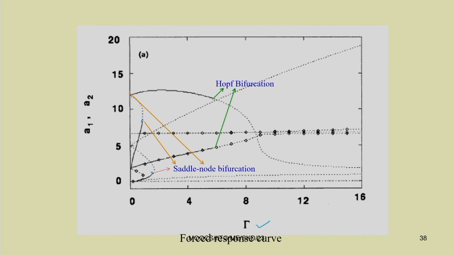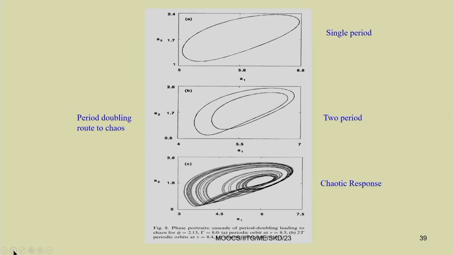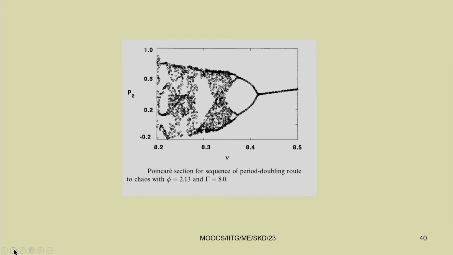So we are having different bifurcation points, and due to the presence of a Hopf bifurcation point, we have the periodic response emanating from that position. We may have a single period, two period, or this period doubling leads to chaos. In today's class we will see how this period doubling leads to chaos and what the relation between these periods is. Today we will also study how to plot the Poincare section.